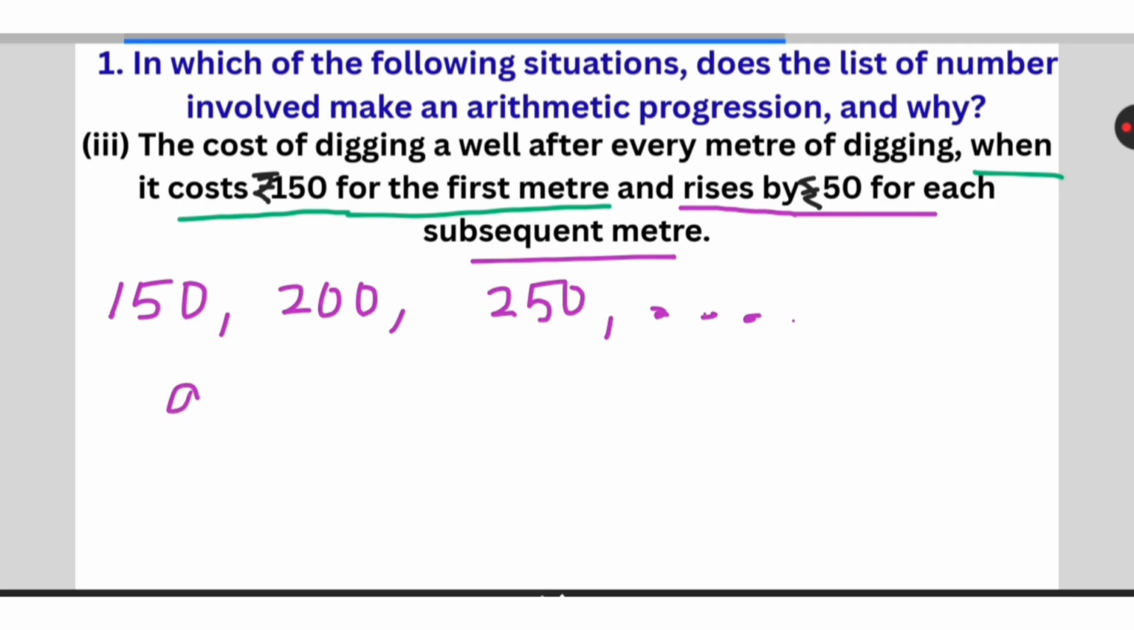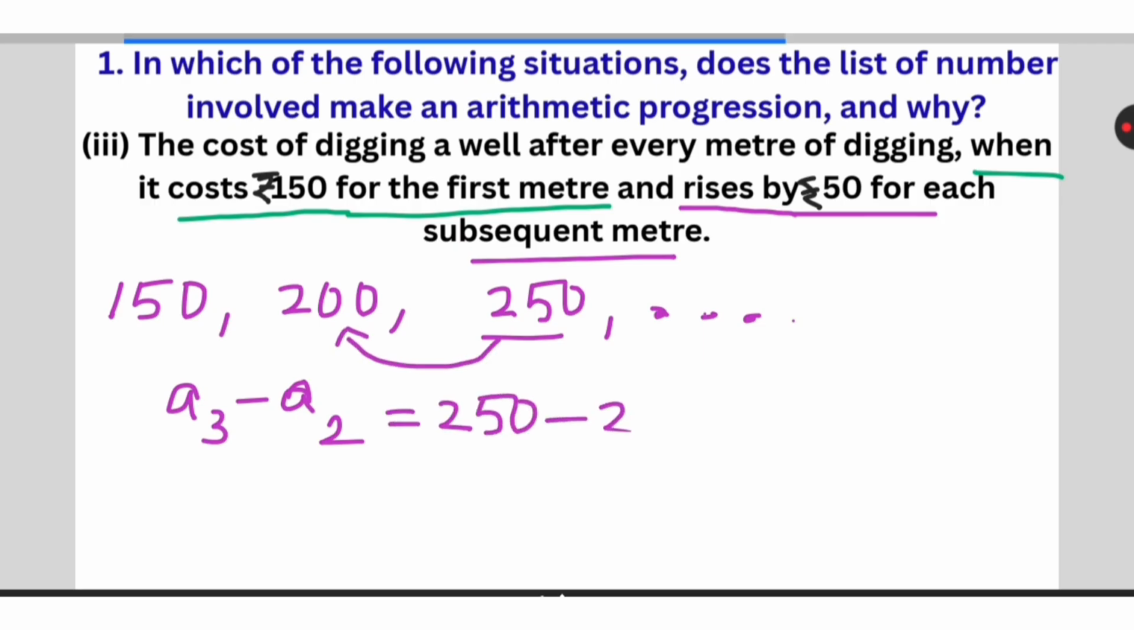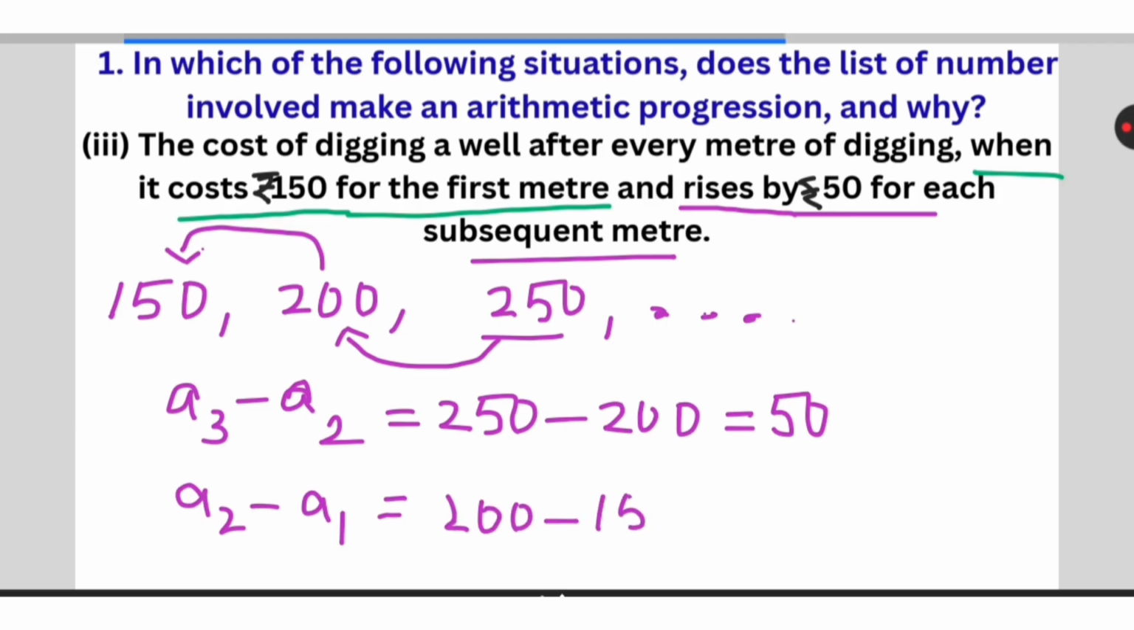Let's say A3 minus A2. This is A3, then subtract A2. So that is 250 minus 200, which gives 50. Now let's check A2 minus A1. So this is A2. If you subtract A1, that is 200 minus 150, which gives only 50. So here the difference is 50 and here also the difference is 50. So that's why here the difference is constant. So then you can say that yes, it forms an arithmetic progression because the difference between consecutive terms is constant.